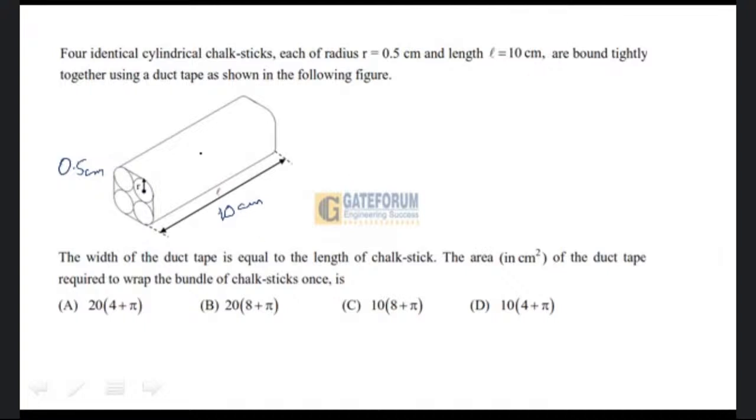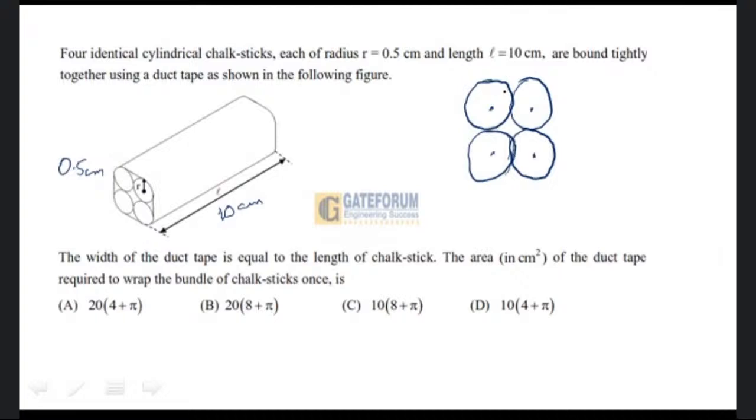So now this is a problem of mensuration. Let us imagine the four chalk sticks like this. This is one of the chalk sticks. This is the cross-sectional view of the chalk sticks. This is the second chalk stick. This is the third chalk stick, and this is the fourth chalk stick. These are the four chalk sticks. They are arranged like this.